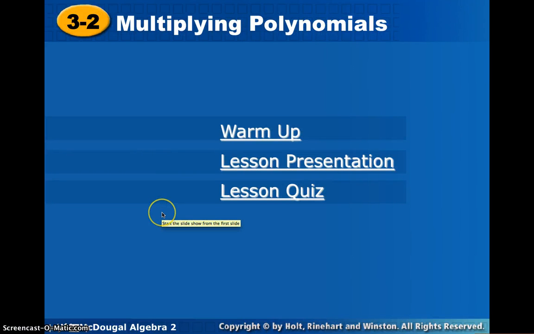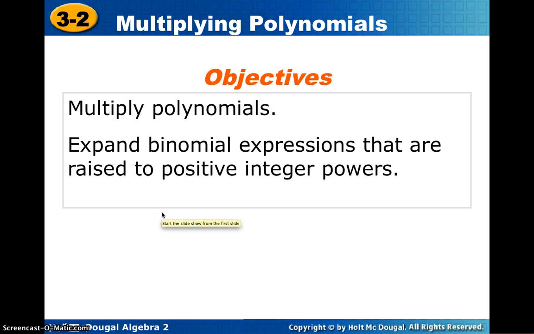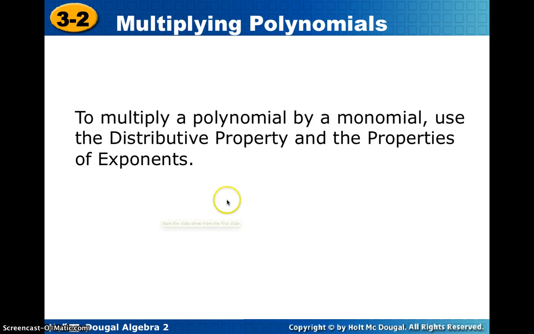All right, this video is about multiplying polynomials, and in it we're going to do that as well as expand binomial expressions that are raised to positive integer powers. So, to multiply a polynomial and a monomial, you're going to use the distributive property and the properties of exponents.